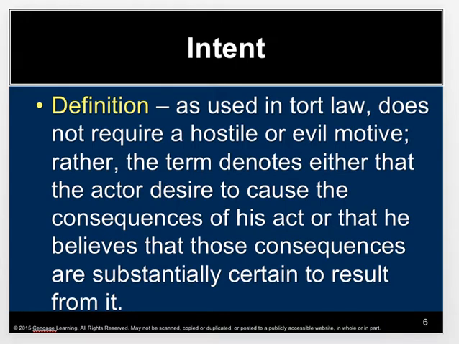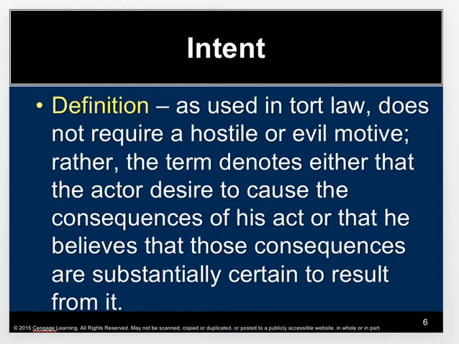So let's talk a little bit about intent, because the chapter is not about negligence. Remember, right? We have 2 different types of tort liability. We have intentional torts and we have unintentional torts, which we call negligence. This particular chapter is about intentional torts. So we need to talk a little bit about intent.